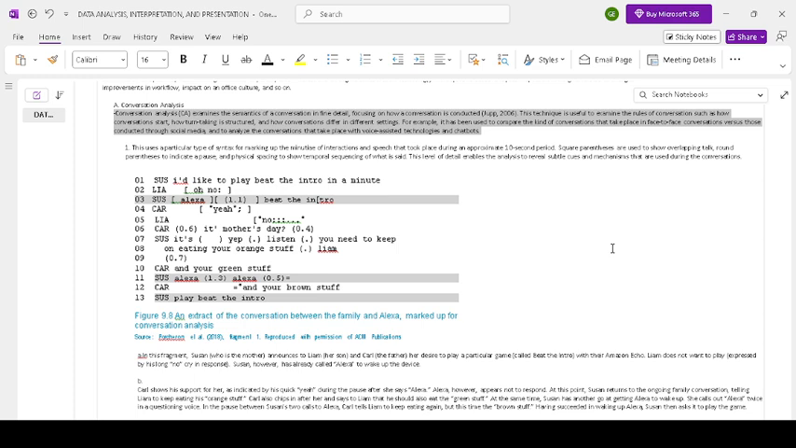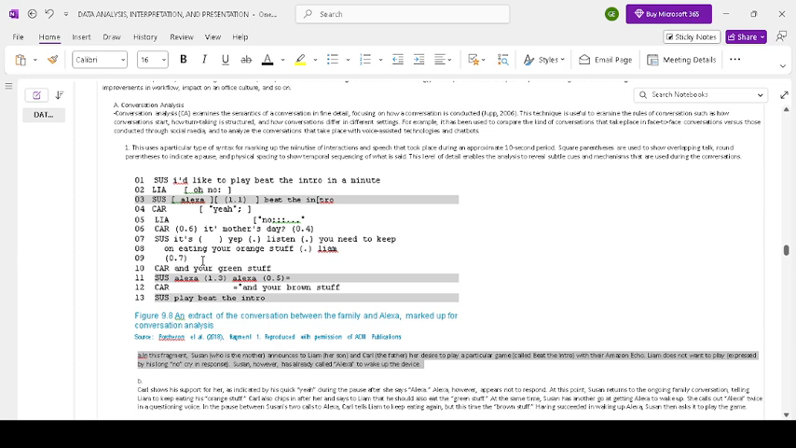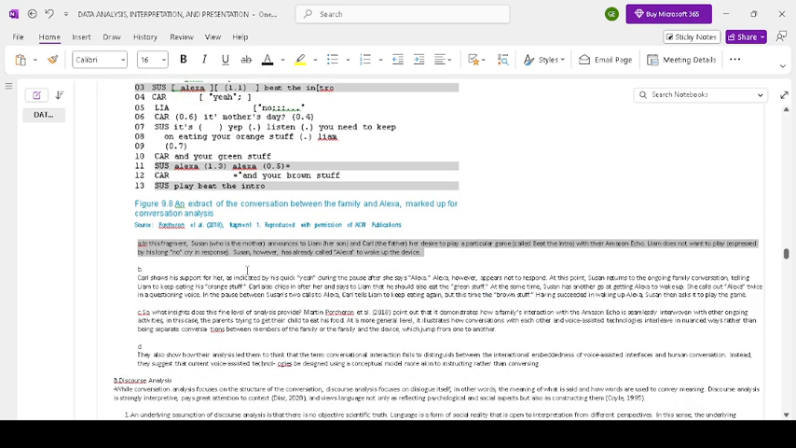This uses a particular type of syntax for making up the minutiae of interaction and speech that took place during an approximate 10-second period. Square parentheses are used to show overlapping talk, round parentheses to indicate a pause, and physical spacing to show sequencing of what is said. This level of detail enables analysis to reveal subtle cues and mechanisms that are used during conversation. So this is a 10-second talk where Alexa has been used by a family. You consider that it's like cutting off, because that's how conversation in real life works. People cut off each other all the time because we've learned to read implicit signs such as body language, etc.